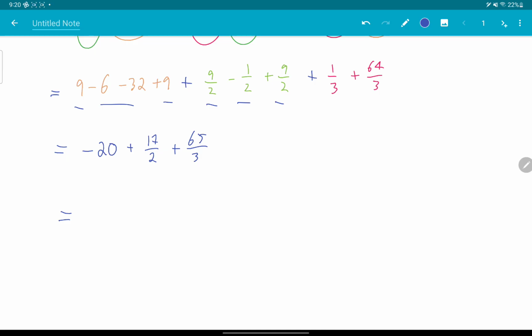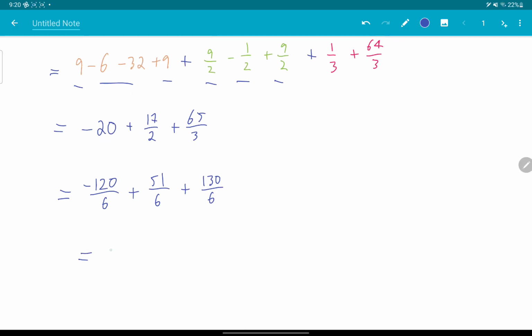Okay, I'm going to go denominator 6. This is minus 120 over 6 plus 51 over 6 plus 130 over 6. 181 minus 120 over 6. 61 over 6 meters. Whew.